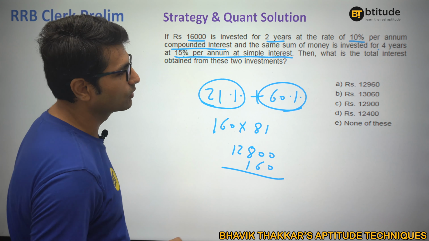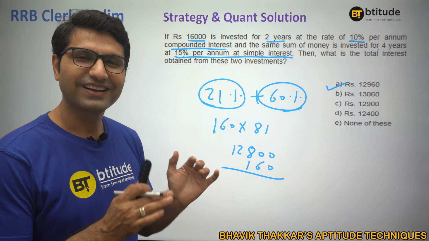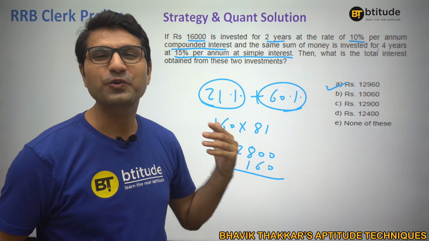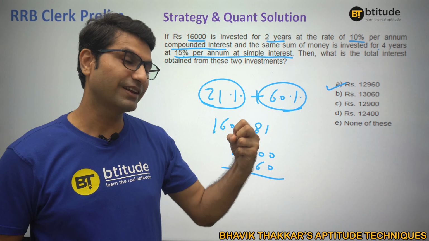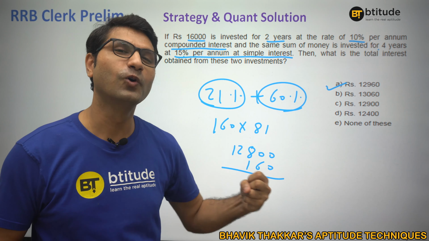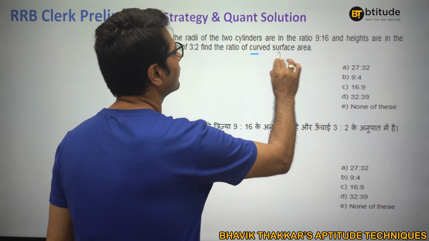There you go, right? So don't use the formula I is equal to PRN by 100, or that way you are not going to get your answer. You should have that hold on your concept. Your conceptual clarity should be spot on. If it is, you can directly do it like this. Alright then, what about this one? Radius of two cylinders are in this ratio, heights are in this ratio. Ratio of curved surface area.